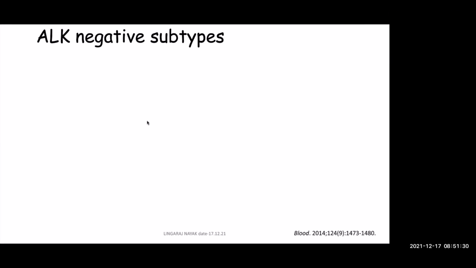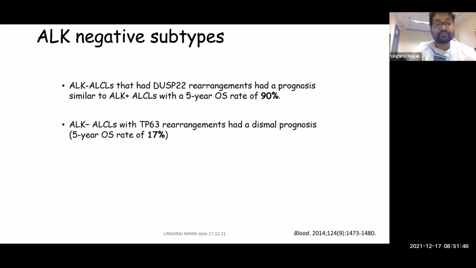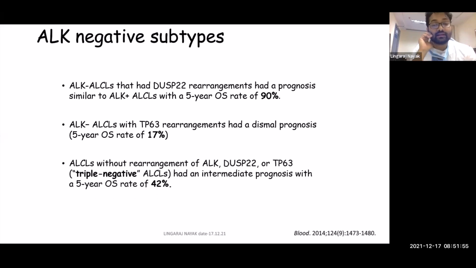So ALK negative ALCLs that have DUSP22 rearrangement in FISH had a prognosis which is similar to ALK positive ALCL, with 5-year survival of almost 90%. So this is another different group of disease, you can say, where the outcome is excellent in spite of being ALK negative ALCL. Those who have TP63 rearrangement have a very dismal outcome, with a 5-year OS of only 17%. And those who are negative for all three, like ALK, DUSP22, TP63, are called triple negative ALCL, and their outcome is in between, around 40%.